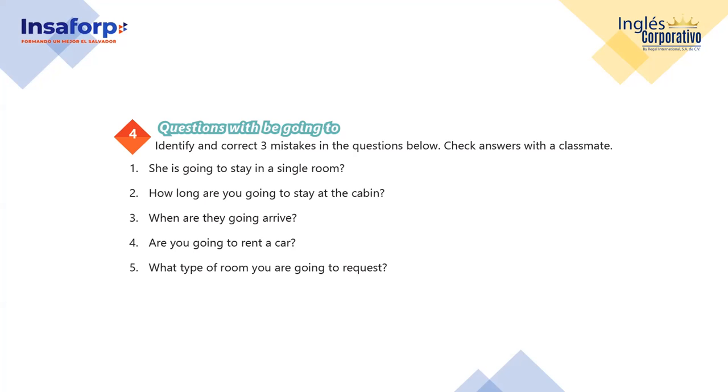First, is she going? First, we need to move the verb to be, the auxiliary to be, to the beginning. Why? Because it is a question, right? So that's why we need to start with the auxiliary be. Is she going to stay in a single room? Because it is a question. Okay, that is the first mistake.